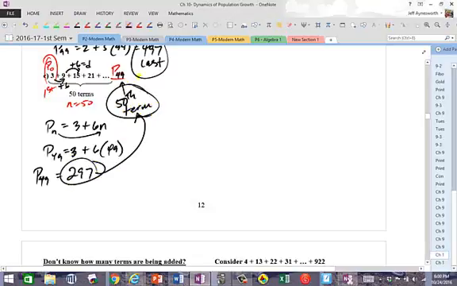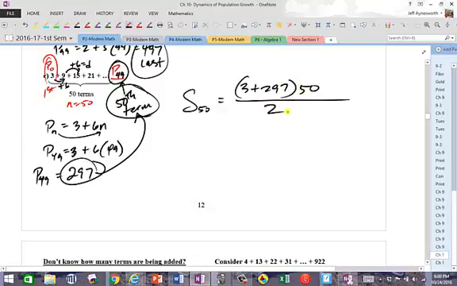Okay, so once you have that, then you go for it. So the sum of the first 50 terms is first plus last, so 3 plus 297, times 50 terms, divided by 2. Okay, so let's figure that out, as we always do.